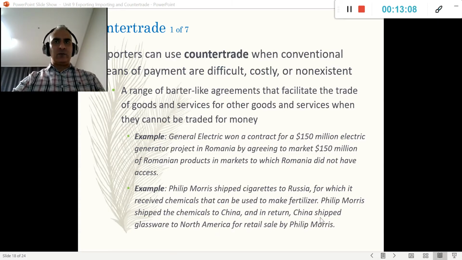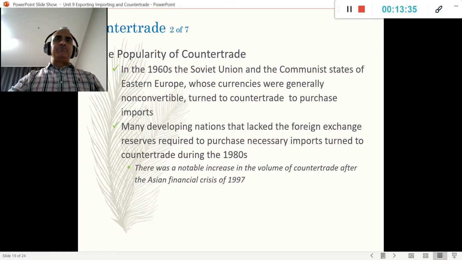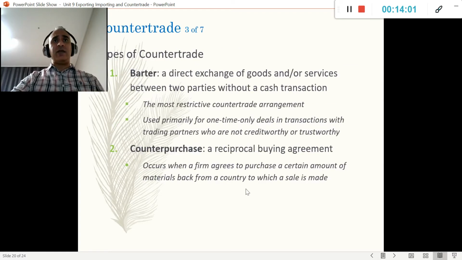This one is good. Philip Morris shipped cigarettes to Russia, for which it received chemicals that can be used to make fertilizer. So in this case, there was an exchange. Rather than you pay me back in money, maybe it could be because of the fluctuation of money, or the bank institutions do not work in certain markets, then we can use this too. Counter trade nowadays is not that common, but it happens mostly in developing countries where banking institutions are not strong, or perhaps not really suitable for it, or they don't have this kind of services. So we can use this kind of method, right?